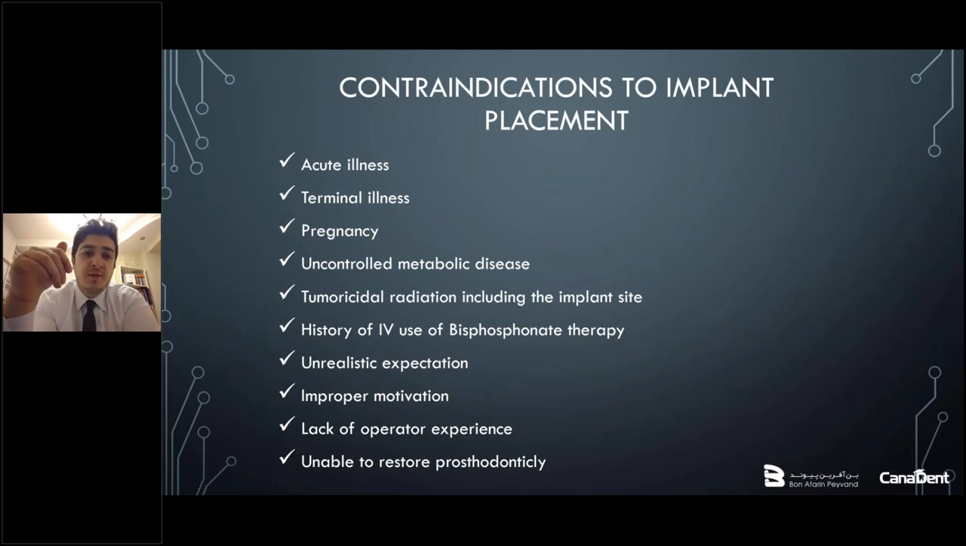And this also includes people who use bisphosphonate therapy for osteoporosis. For example, women over 50, who usually go into an osteoporotic phase, may use bisphosphonates. And if they are getting it intravenously, it's a contraindication too. And if we are unable to restore our fixture prosthodontically, we cannot see it only as a surgical phase. We must always think of the next phase, in which a crown must be delivered over it.